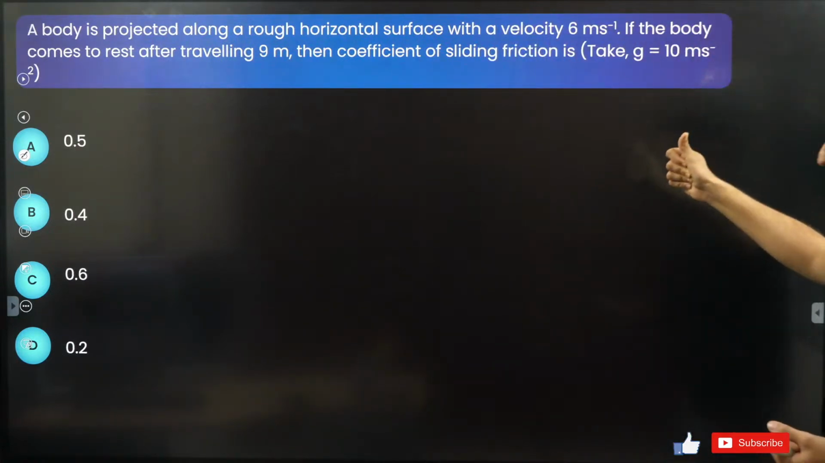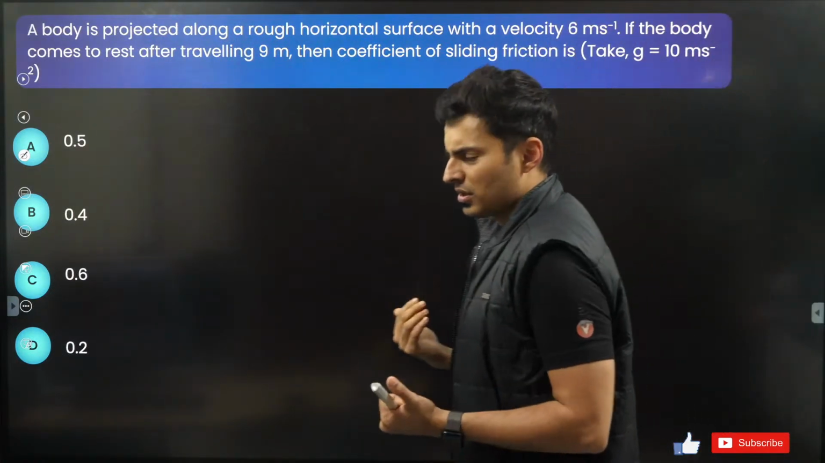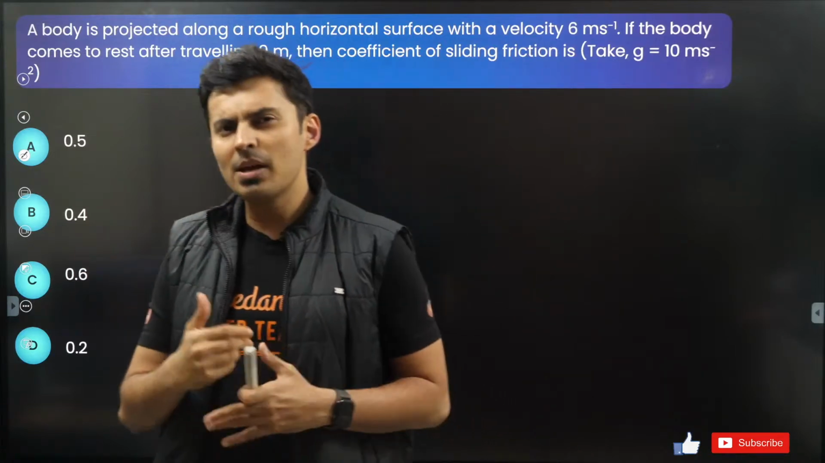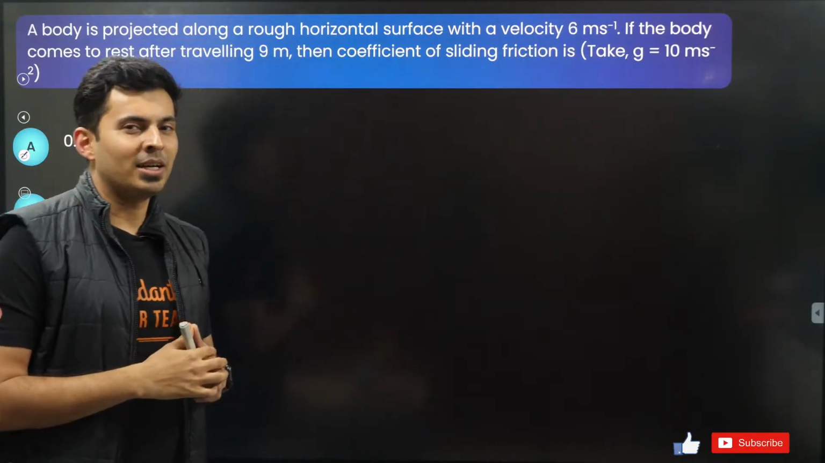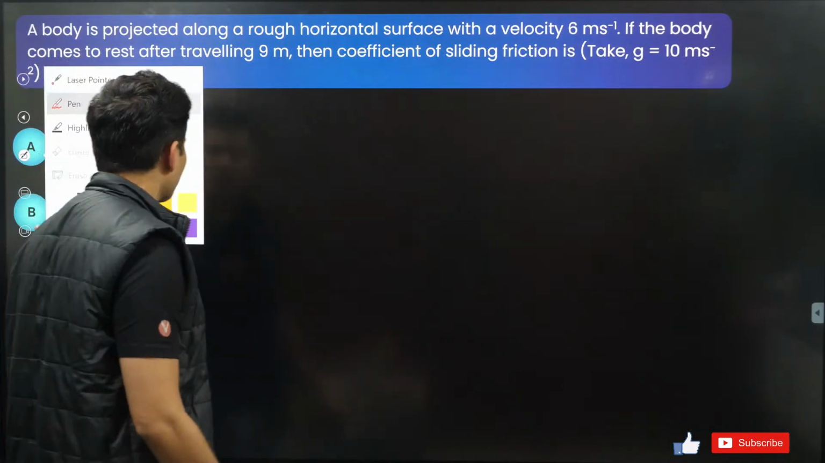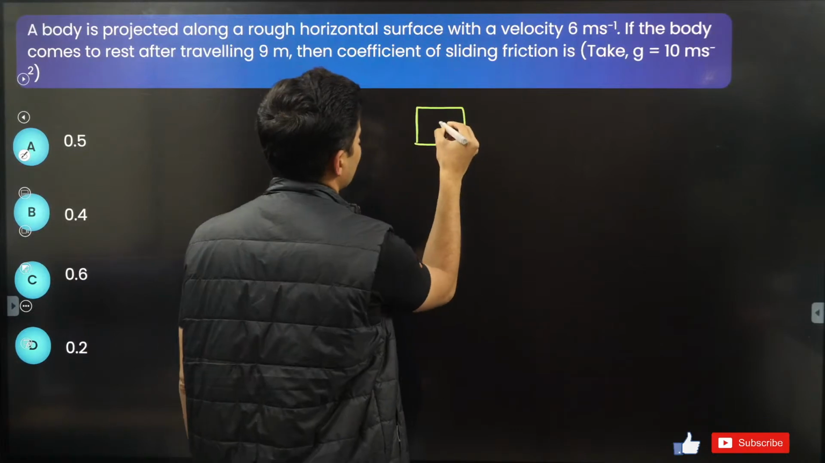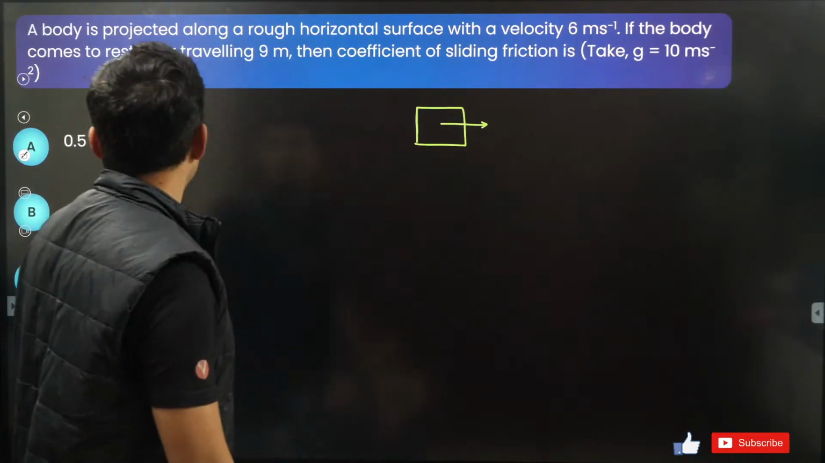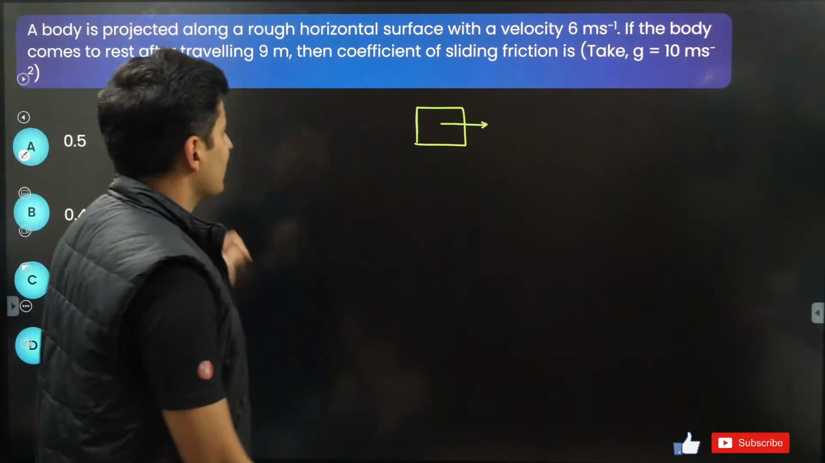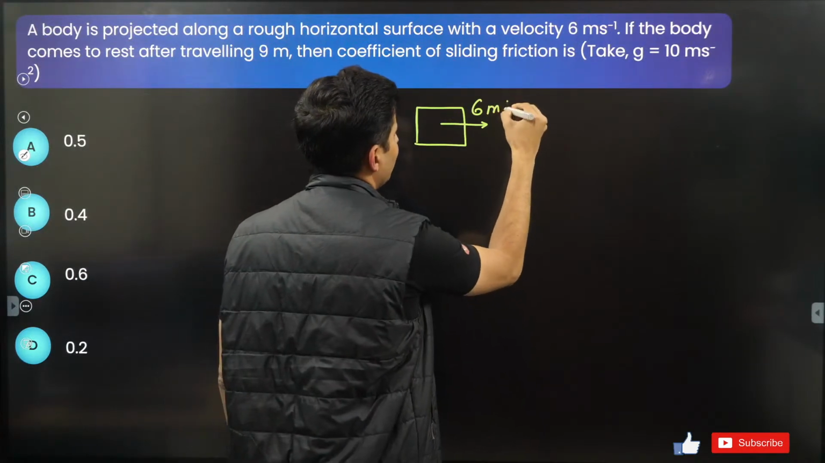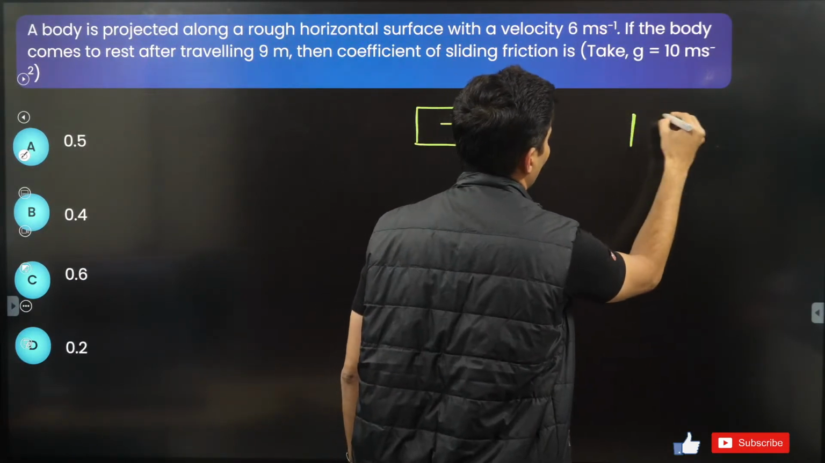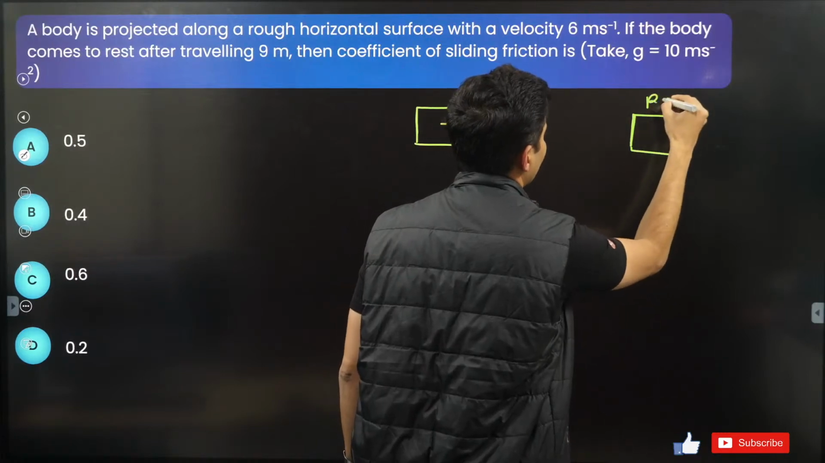So how much is the coefficient of friction? I think you will need two concepts here because it is decelerating. Maybe you might need equations of kinematics over here to solve the question. Let's see. So let's just draw the diagram. This is your mass. It's already moving with a certain speed of 6 meters per second. Okay. It finally stops over here. This is basically at rest.